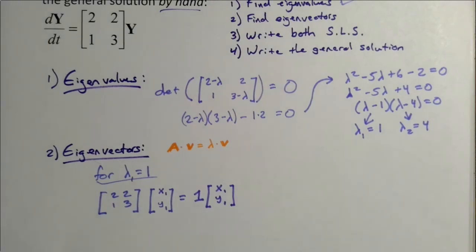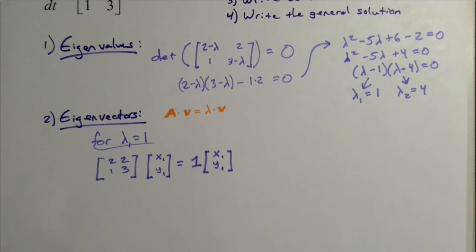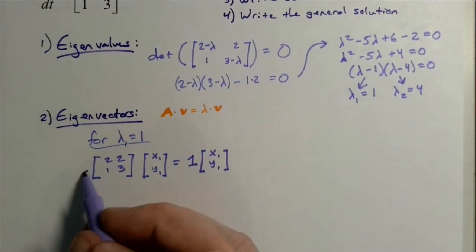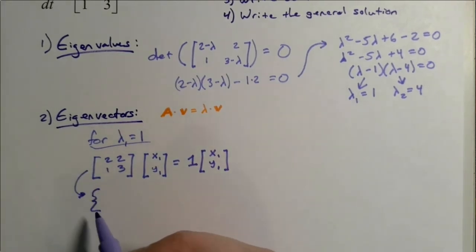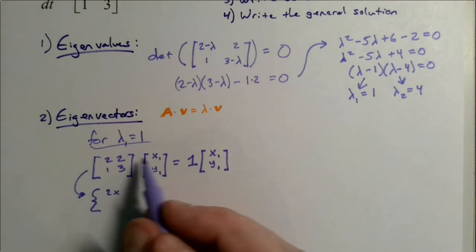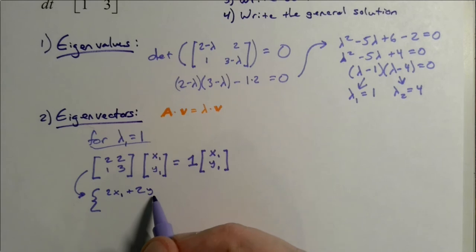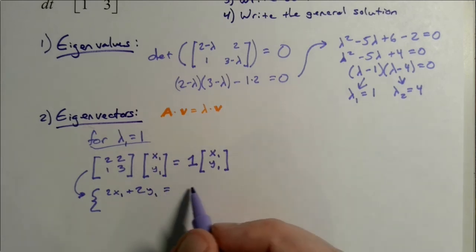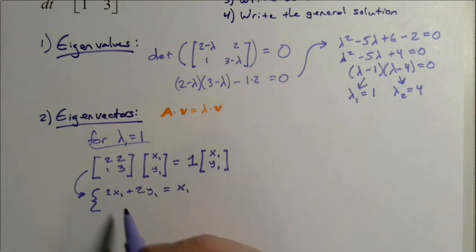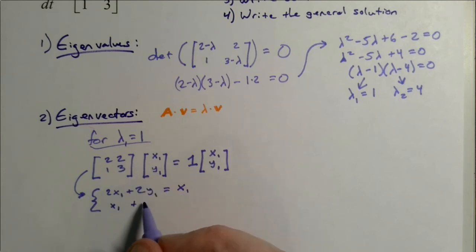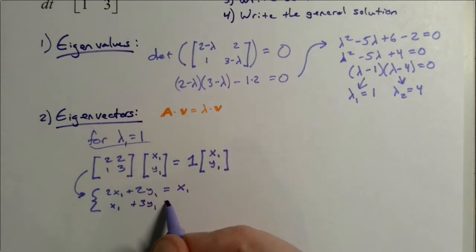And personally I like just turning this into a system of equations and rewriting this as the system of equations 2x1 plus 2y1 is equal to x1 on the top, and on the bottom, x1 plus 3y1 equals y1.